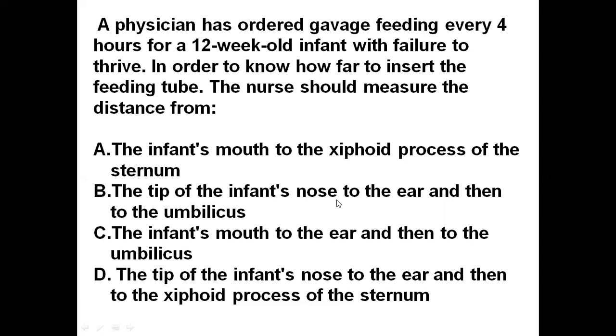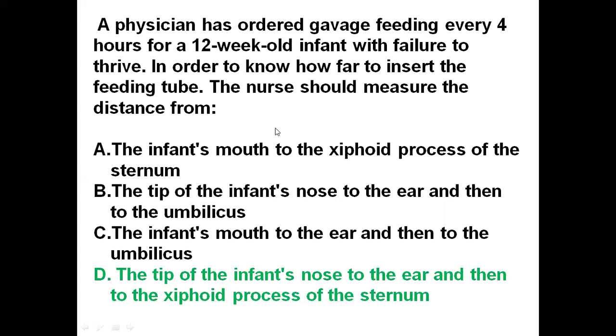Okay. So usually, when we measure the tube, we take it from the tip of the nose to the tip of the ear, then from the ear to the xiphoid process. Got the point? This is the answer. An adult and an infant are measured the same way. So what is the answer here? It is D.